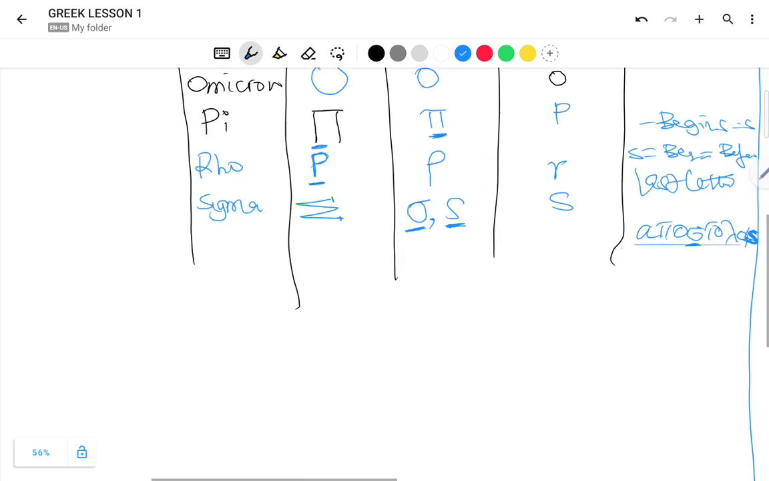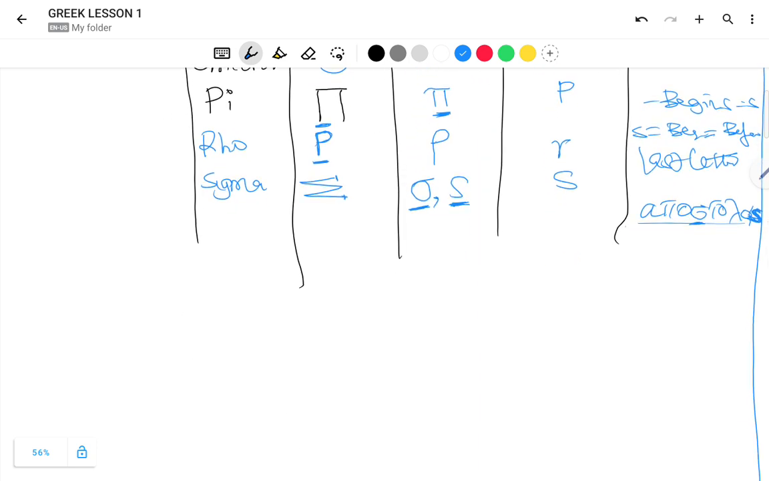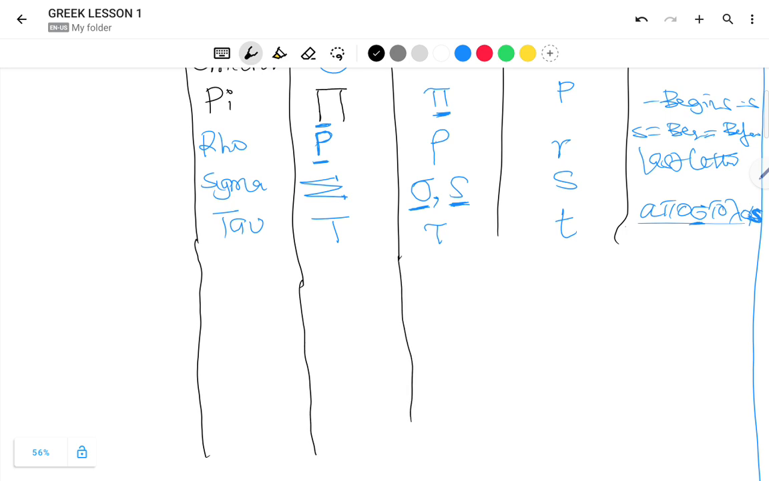All right. So far, the next letter is tau. Tau is equivalent to the English letter T, and the lowercase is very similar. This edge is not very sharp. So at least we've seen that this one is simpler, and hopefully therefore not very hard to remember.